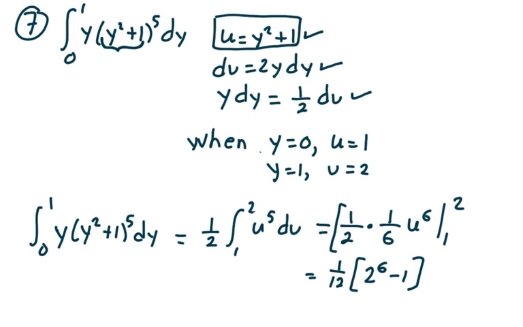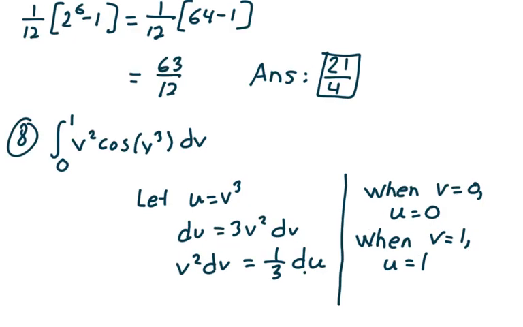And so I'm going to pull the 1/12 out in front, and I'm going to replace u with 2 and u with 1 and subtract those guys. And so I get 1/12 the quantity 2 to the 6th minus 1. Now, 2 to the 6th is 64. And so when I go to simplify, I get 63 over 12. And 63 over 12 reduces to 21 over 4. 21 over 4 is what I would be looking for if I was the instructor.